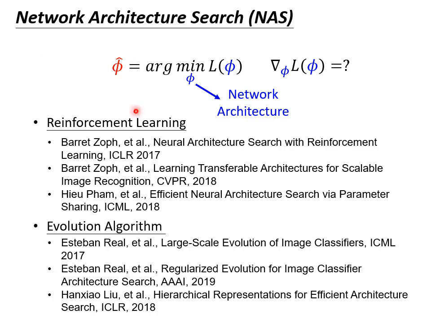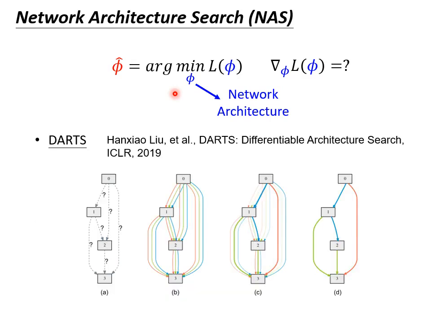And besides reinforcement learning, you can also use an evolution algorithm to solve this optimization problem. And besides reinforcement learning and evolution algorithms, you can also try to compute this term. There is an approach called DARTS. DARTS uses some way to make this capital L differentiable with respect to phi. I'm not going to go through the detail here. You can check the paper to see how to make this term differentiable.